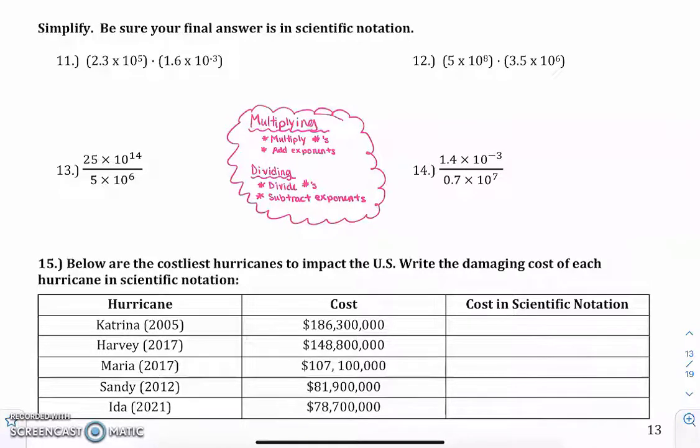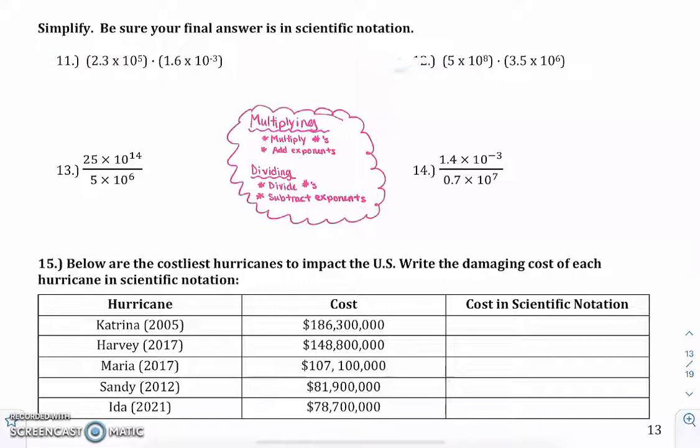We can also operate with numbers in scientific notation without having to write them out in standard form. We can keep them in that scientific notation and still operate with them. So when you're multiplying numbers, like number 11 and 12, when you're multiplying numbers in scientific notation, you multiply the regular numbers, like the decimals, and then you add the exponents.